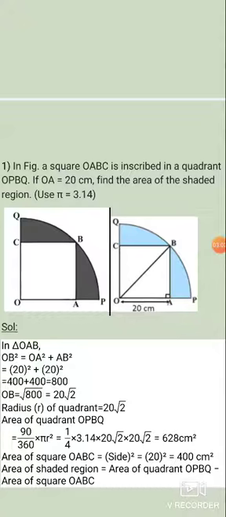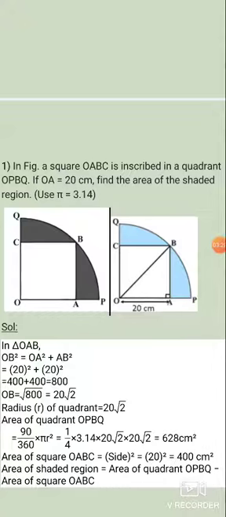Then pi value 3.14 into 20 root 2 into 20 root 2. So root 2 into root 2 is what? 2. Now multiply all that: 3.14 into, now listen carefully, 4 and 20 you can cancel, 5. Then 5 into 20 into 2. So what we get at last? 628 is the area of the quadrant.